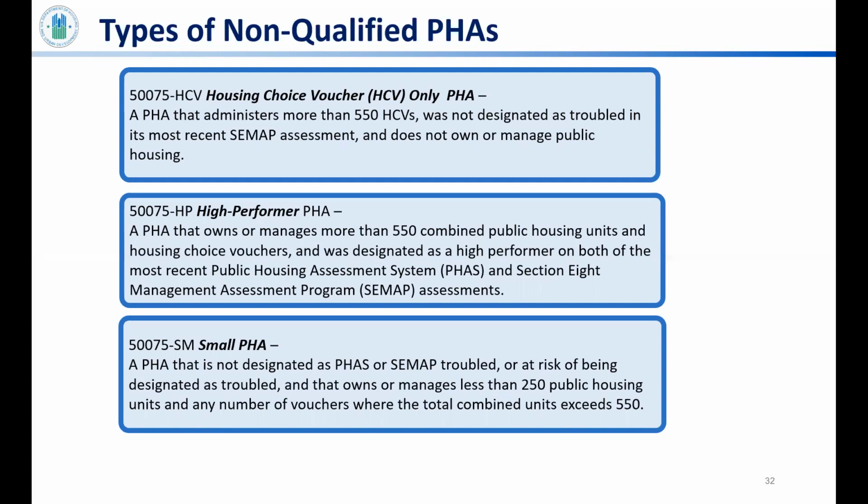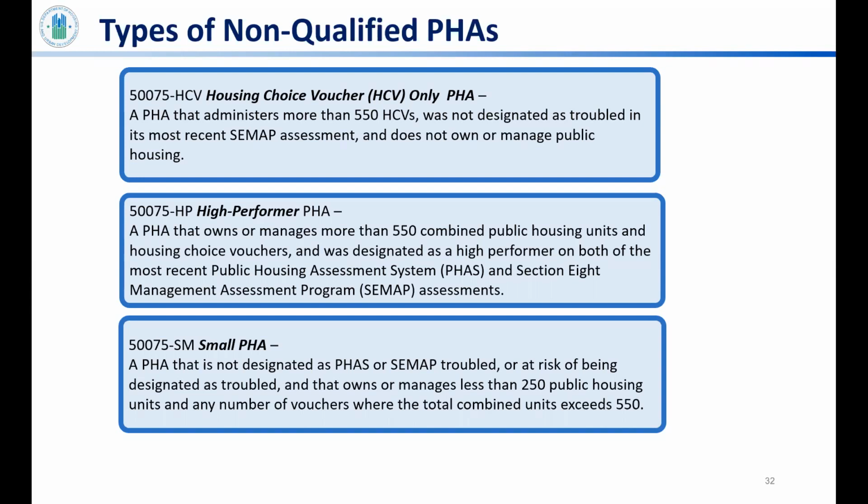The next one is the 50075 HP, High Performer PHA, defined as a PHA that owns or manages more than 550 combined public housing units and housing choice vouchers and was designated as a high performer on both the most recent public housing assessment system, which we call FOSS, and the Section 8 management assessment system, which we all know as CMAP.